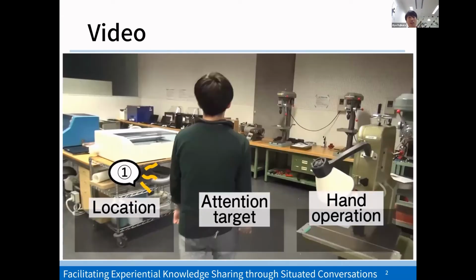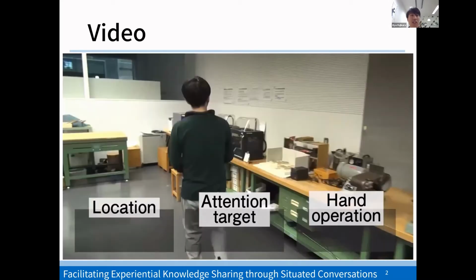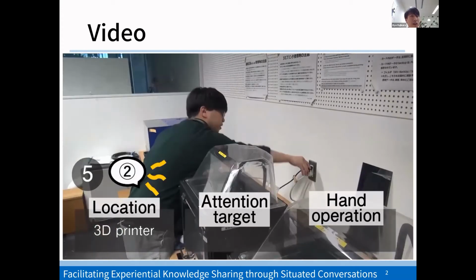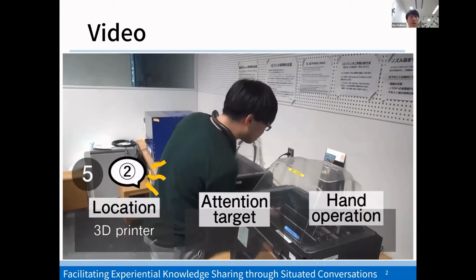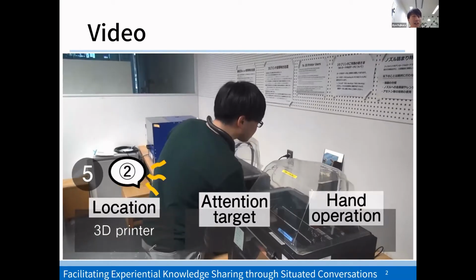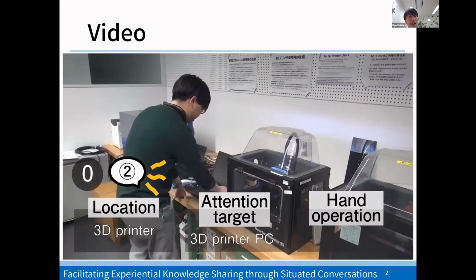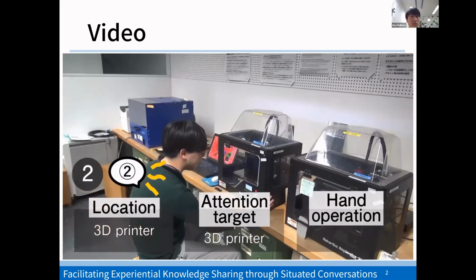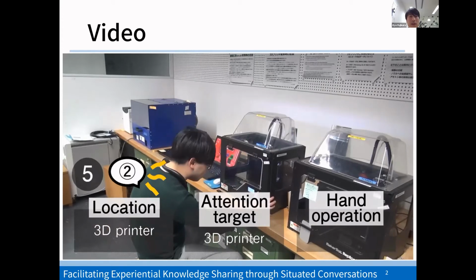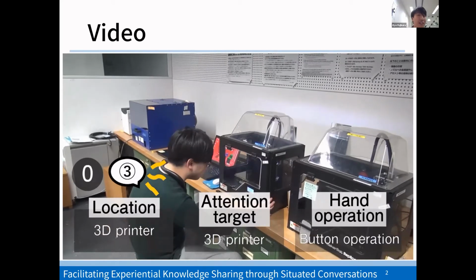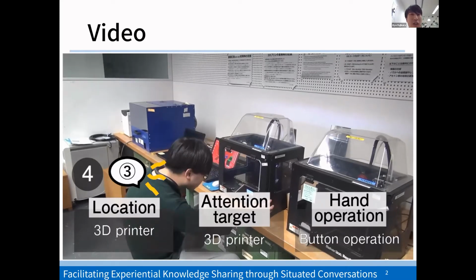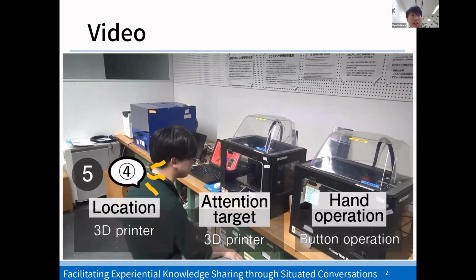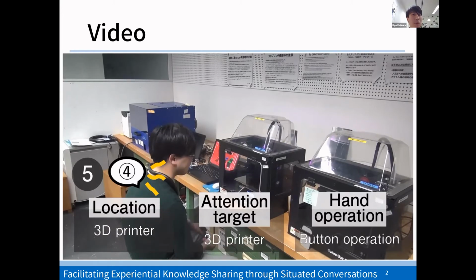He leaves from the workbench and approaches to a 3D printer. You can see the changes of contextual information along his behavior. First, location is detected at 3D printer area, and after 5 seconds, a new conversation is presented to the user. Here, his attention goes back and forth between the 3D printer and its PC. Here, his hand operation is detected as button operation. When 5 seconds pass after his specific situation is detected, the system provides him with the conversation captured in the same situation. Therefore, the more detailed the situation is detected, the more specific conversations are provided.